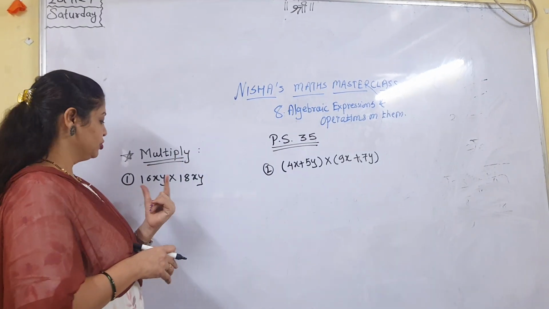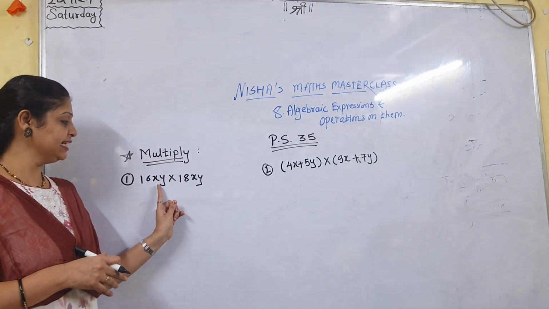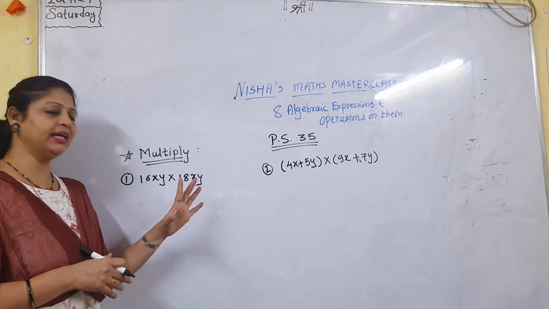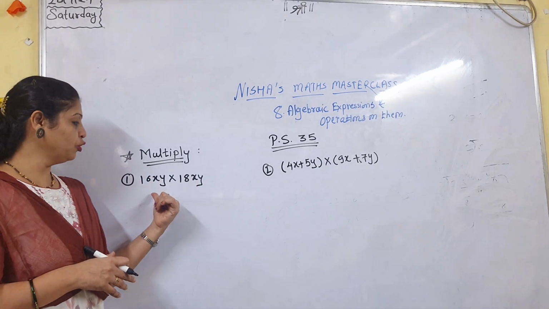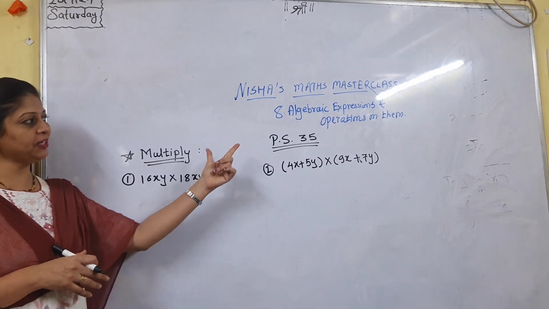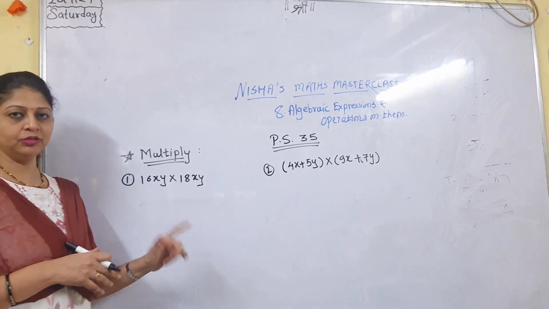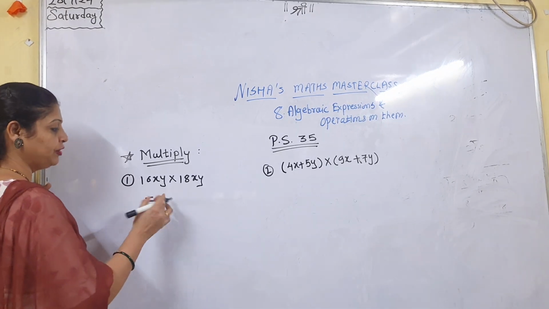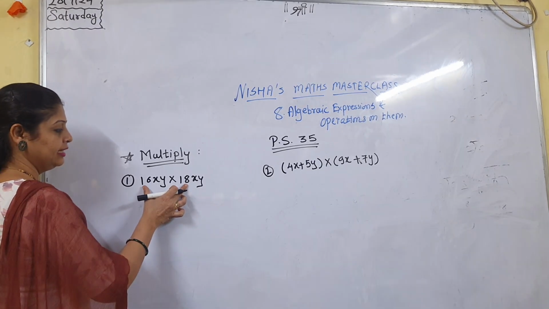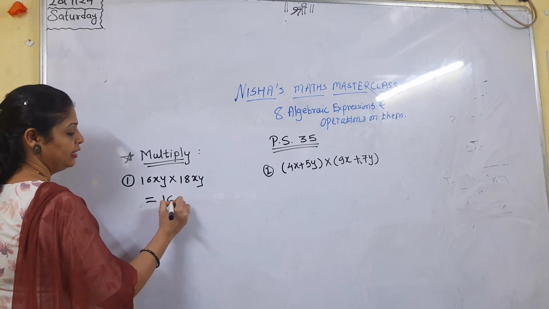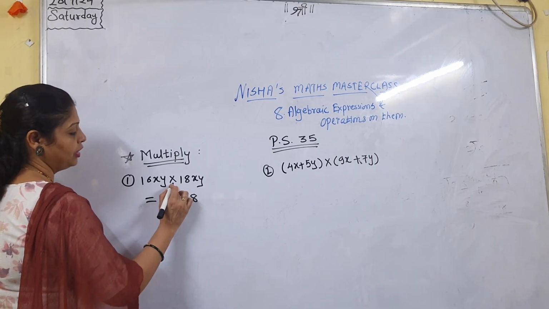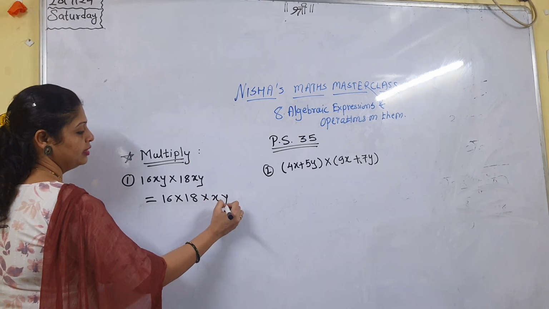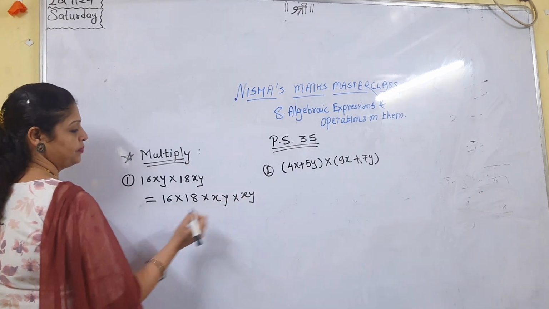Okay, multiply. So first question, 16xy into 18xy. Now xy like term is there, correct? Whenever we have to solve the expressions on the multiplication topic, at that time the equal to sign is a must. Afterward take the number, which is our coefficient. Take coefficient. Afterwards variables. So xy multiply xy. Got it?